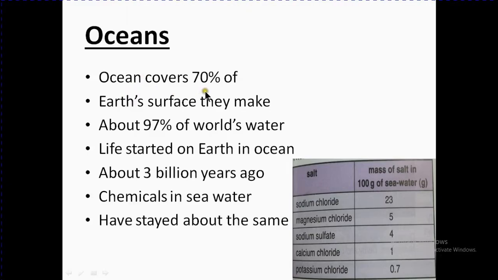Oceans. Oceans cover 70% of Earth's surface. They make up about 97% of the world's water. Life started on Earth in the ocean about 3 billion years ago. Chemicals in seawater have stayed about the same. You can see here the mass of salt in 100 grams of seawater, in grams. Sodium chloride 23 grams, magnesium chloride 5 grams, sodium sulfate 4, calcium chloride 1, and potassium chloride 0.7. So this is the amount of these kinds of salt in seawater.